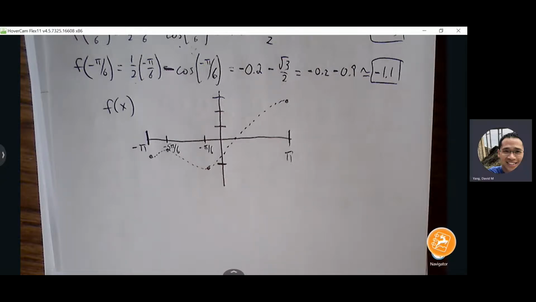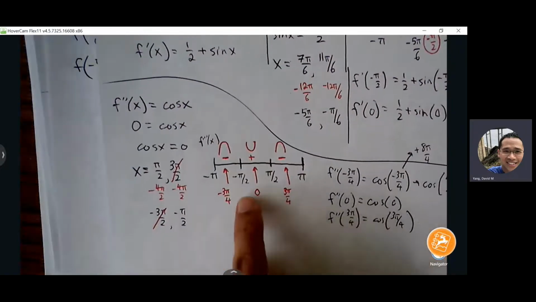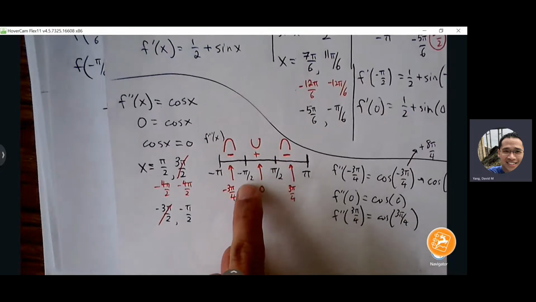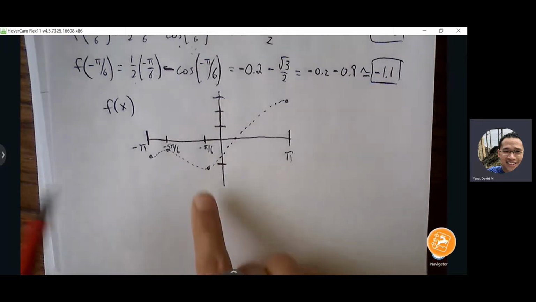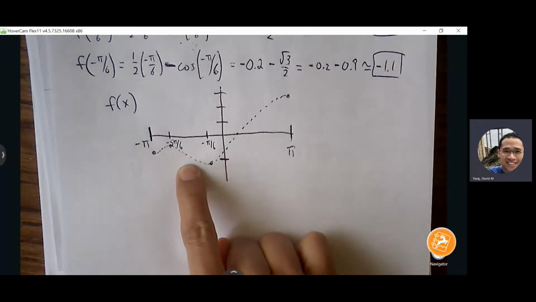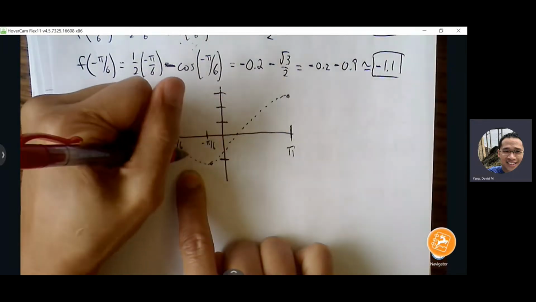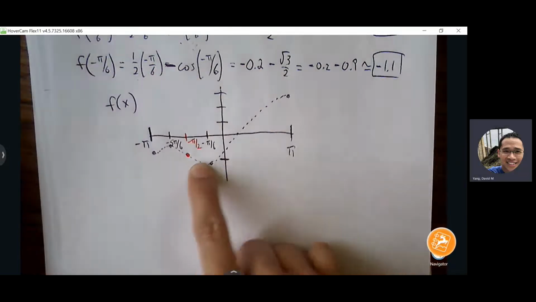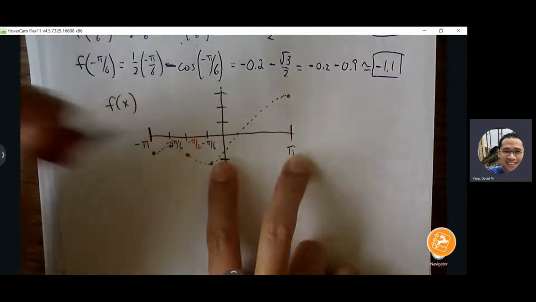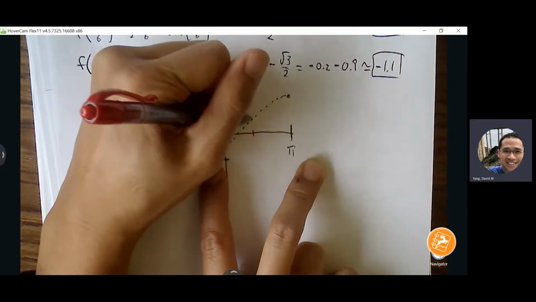Okay, next up, let's go to our concavity sign line. Our concavity sign line shows that we have a point of inflection at negative pi over 2 and a point of inflection at pi over 2. So we'll estimate where those values are. Negative pi over 2 is somewhere between negative pi over 6 and negative 5 pi over 6, so I'm just going to mark that off. And then pi over 2 is somewhere between 0 and pi.